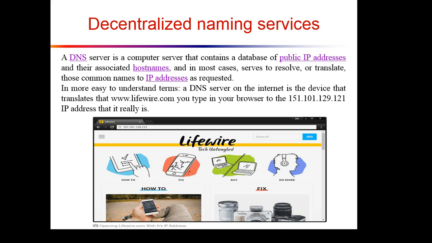In easier to understand terms, a DNS server on the internet is a device that translates, for example, www.livefire.com, which you type in your browser, to the 151.101.129.121 IP address that it really is.